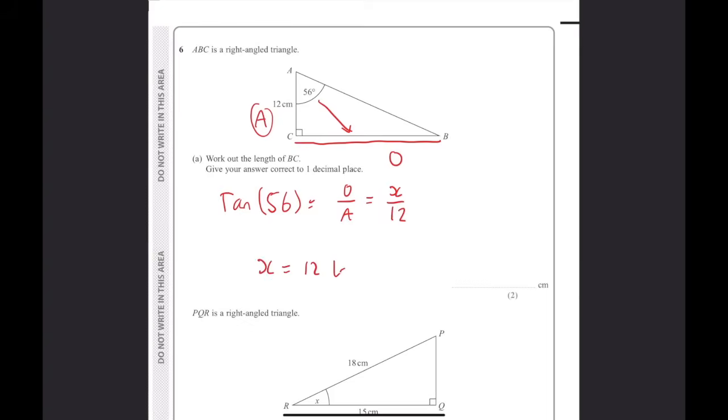So x is going to be equal to 12 tan 56. That is equal to 17.8. And it wants it to 1 decimal place, so that is how we leave it.